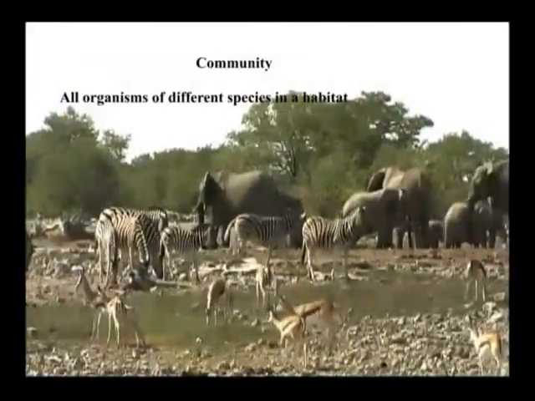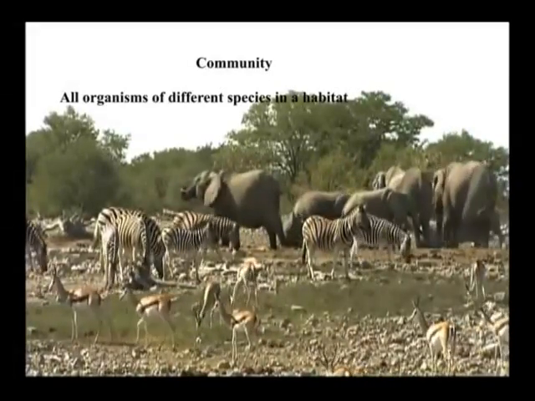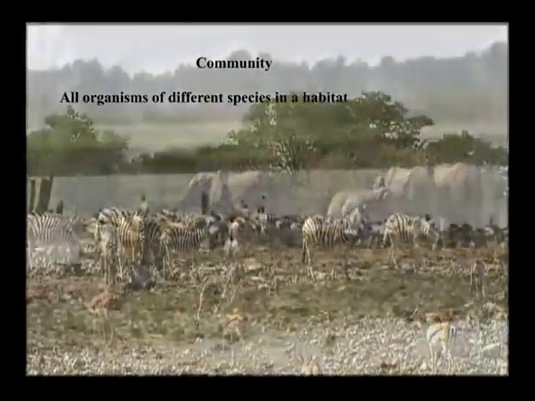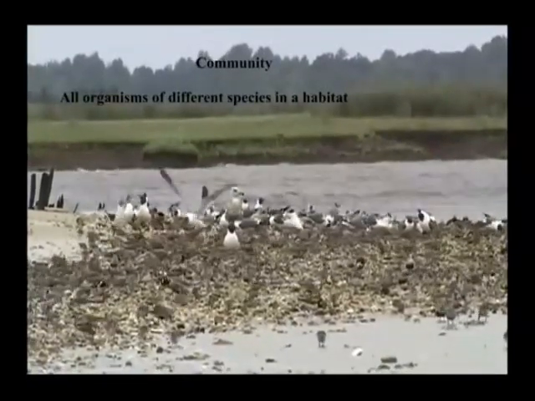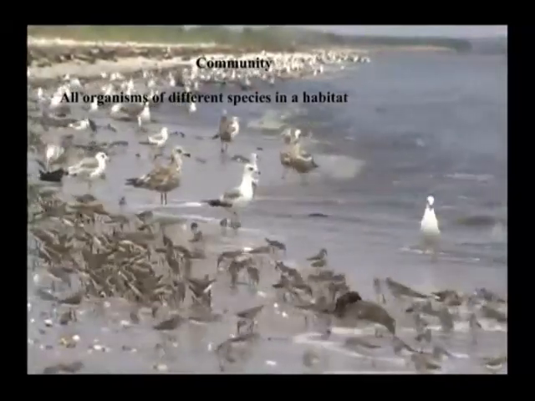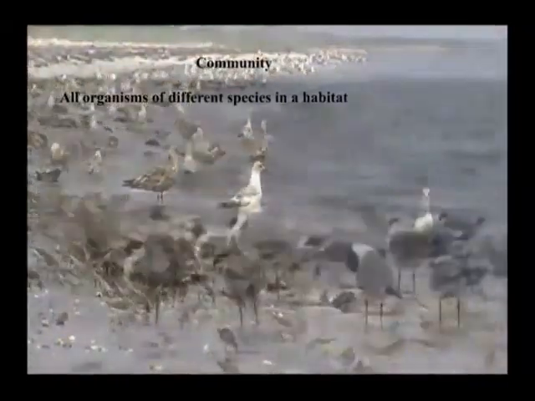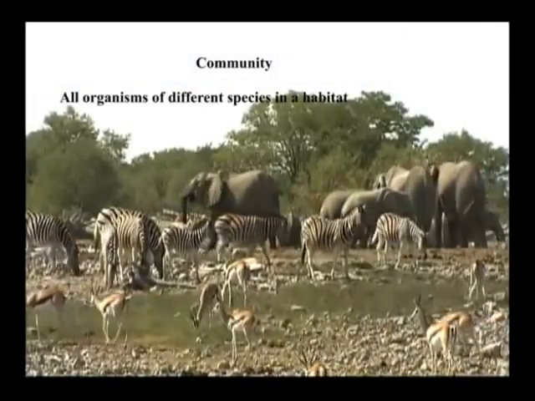A community refers to all organisms belonging to different species that interact in the same habitat. A community, therefore, is made up of populations. A community is not static but undergoes changes progressively, starting from a simple form to a more complex form.